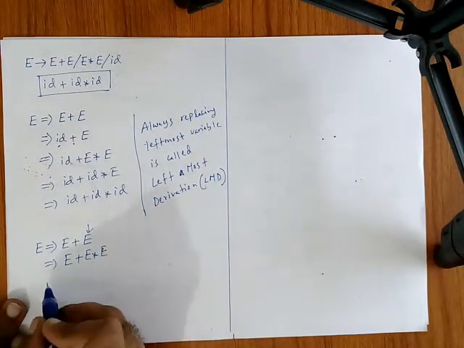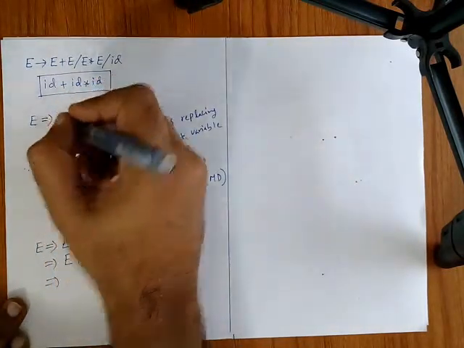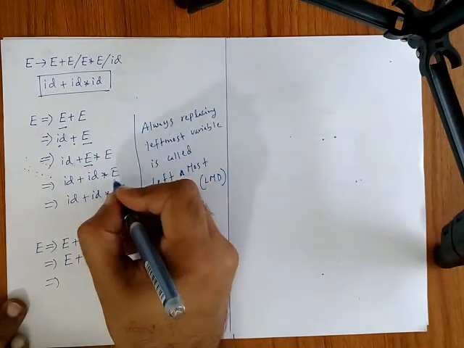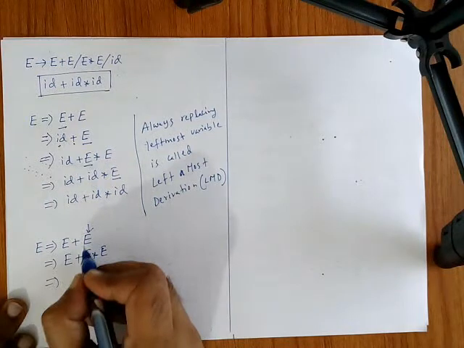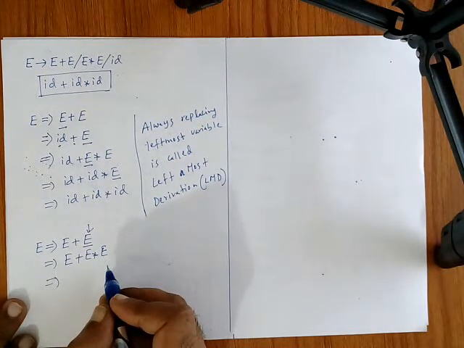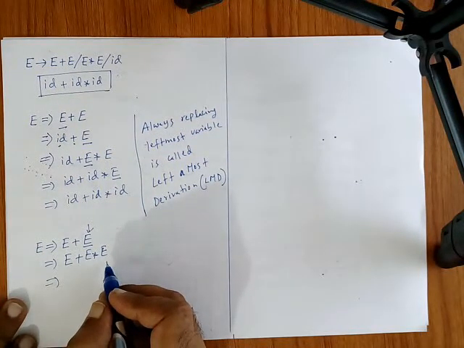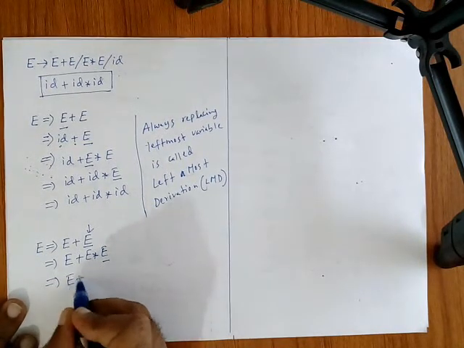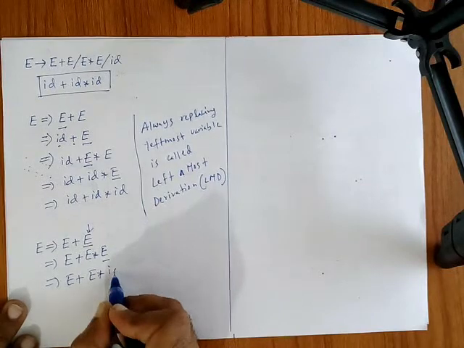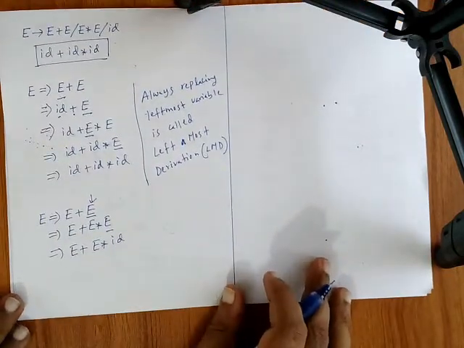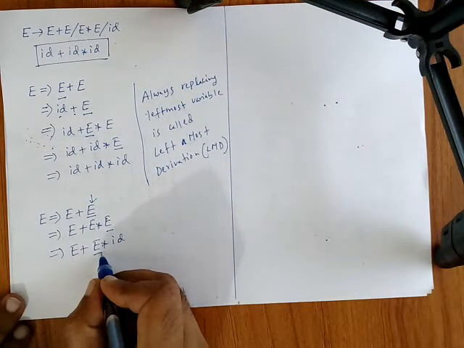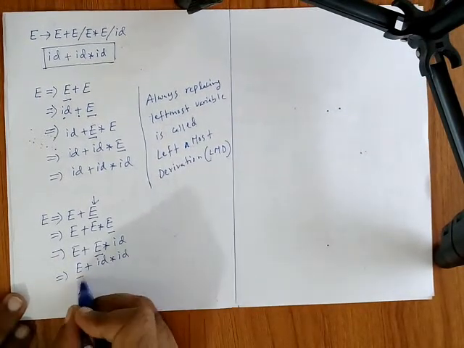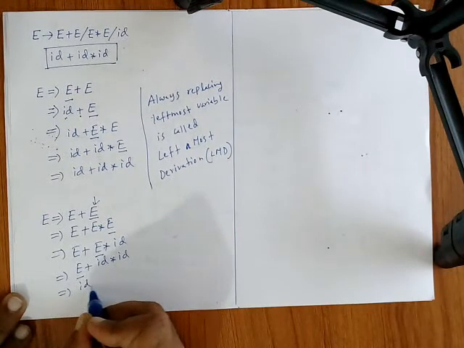Okay, then which one am I going to? Then which one I need to replace? This one. So E plus E star ID. Then which one? I replace this one. E plus ID star ID. Then which one am I going to replace? This one. ID plus ID star ID.